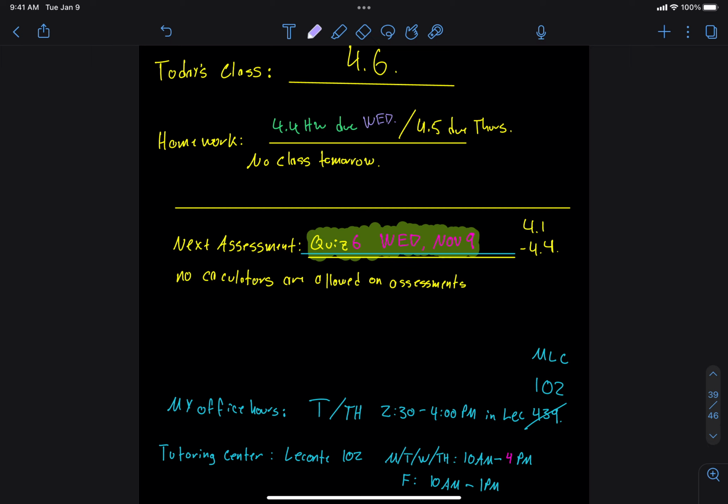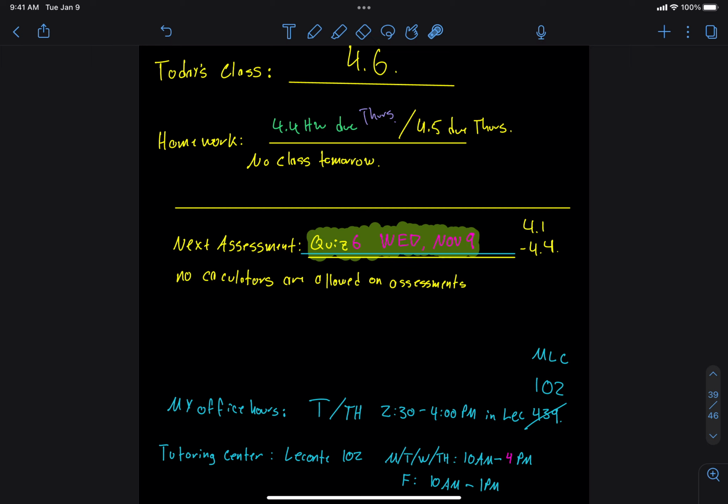I mentioned that there was an outage with Pearson last night, so I extended the 4.4 homework to be due also on Thursday, because some people were working down to the wire and weren't able to finish. So I'm extending that homework to be due on Thursday, the same day that the 4.5 homework is due.